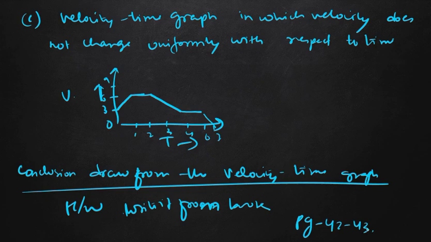For the different graphs A, B, C, you will get different conclusions. If the velocity time graph is parallel to the x-axis, then what can we conclude? We can conclude three things: the body is moving with uniform velocity, its acceleration is 0, and its displacement can be found by the area of the graph.